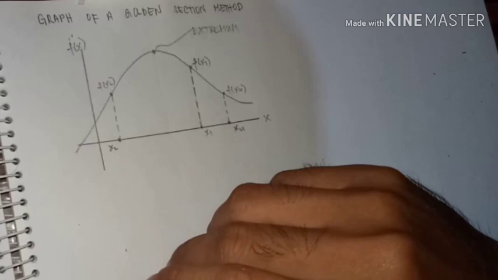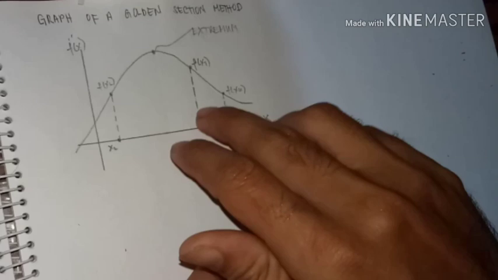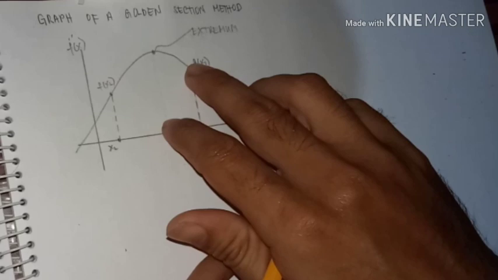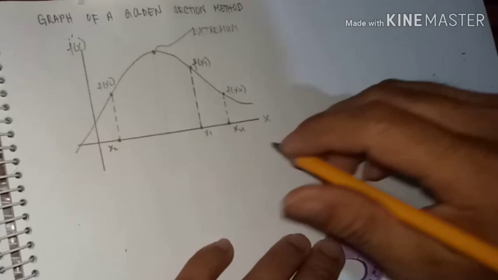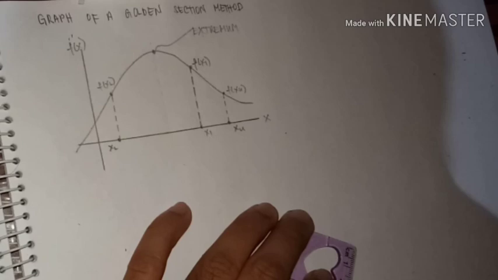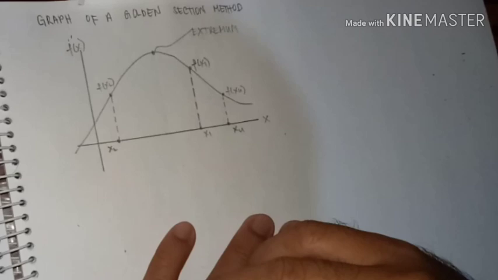Since f of x sub 1 is greater than f of x lower and f of x sub 1 is greater than f of x upper, the maximum must lie between x lower and x upper. Now, the fourth point is denoted as x sub 2. And it is chosen between the larger of the two intervals of x lower and x sub 1.